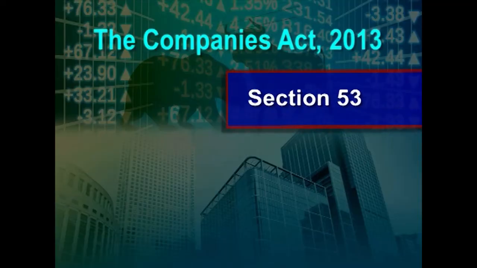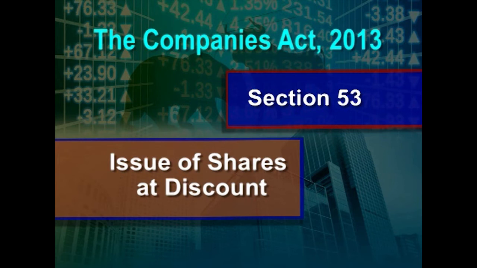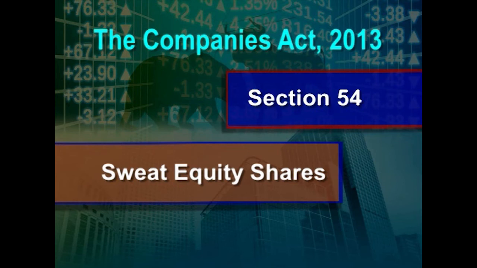Section 53. Issue of shares at discount. Section 53 of the Act prohibits the company to issue shares at discount. Any such issue is void. It provides penalty for violation of the section. This section makes exception for issue of sweat equity shares under section 54. Section 54, sweat equity shares.